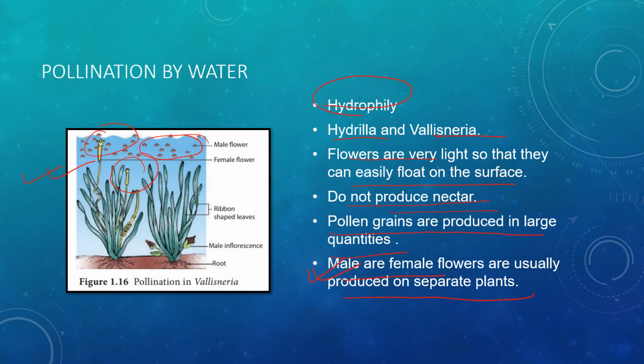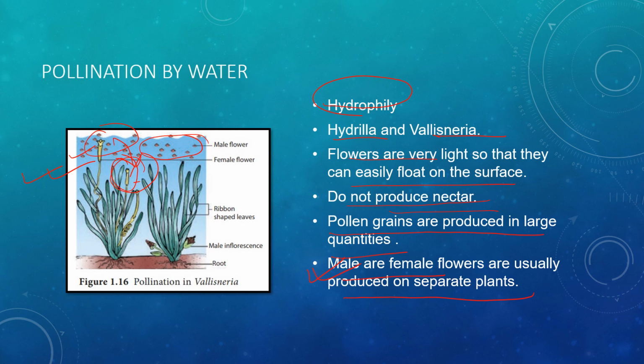When the male flower comes in contact with the female flower, the pollen grains get deposited on the stigma, and thus pollination occurs. So in Vallisneria, the male flower is always submerged, and on maturity it gets detached, while the female flower has a long stalk. When the male flower comes in contact with the female flower, the pollen grains are deposited on the stigma, and thus pollination occurs.